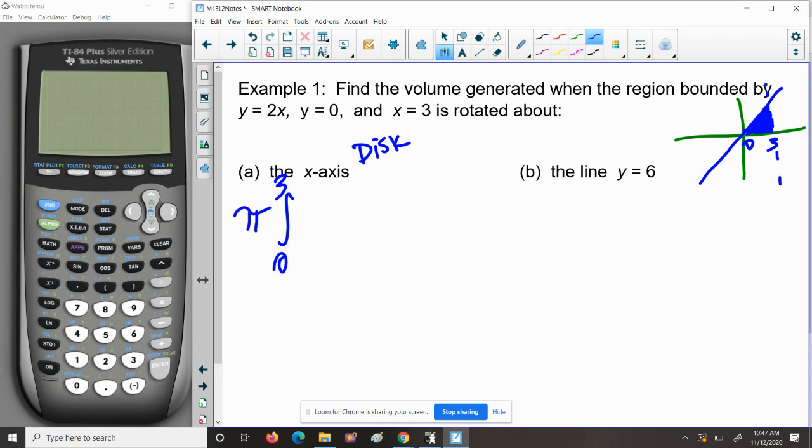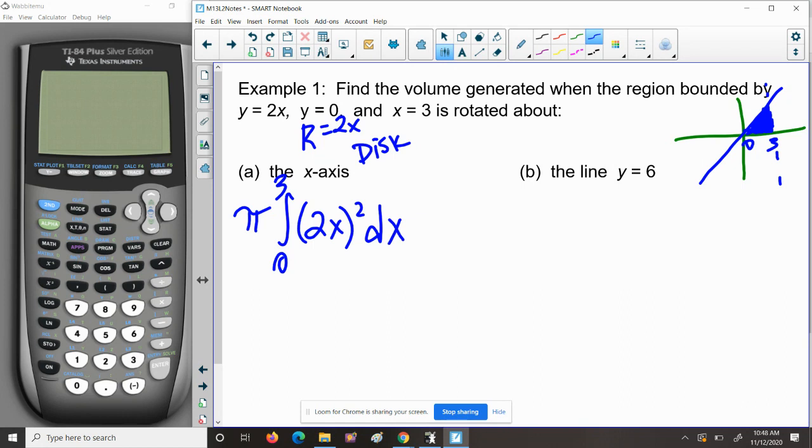Now the radius would be different depending on where we're at as far as an x value. Think about this. The radius is dependent upon this function. So the radius is that actual function. In this case, the distance from the x-axis, the line of rotation, to the edge of the area is always whatever that function is, 2x. So I'm just going to write it down here: big R is 2x. So we need 2x squared.